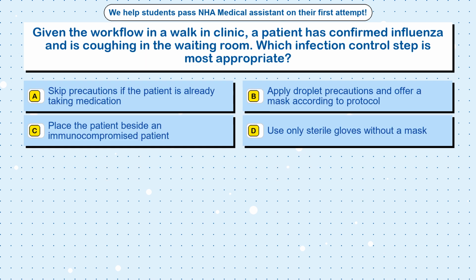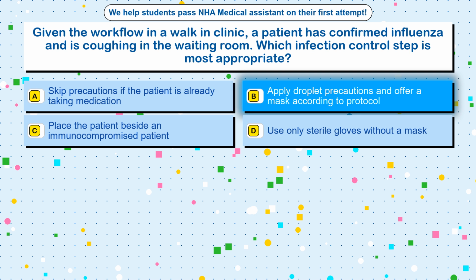Question 51. Given the workflow in a walk-in clinic, a patient has confirmed influenza and is coughing in the waiting room. Which infection control step is most appropriate? Option A, skip precautions if the patient is already taking medication. Option B, apply droplet precautions and offer a mask according to protocol. Option C, place the patient beside an immunocompromised patient. Option D, use only sterile gloves without a mask. The correct answer is option B, apply droplet precautions and offer a mask according to protocol.